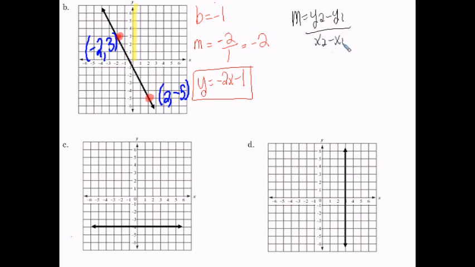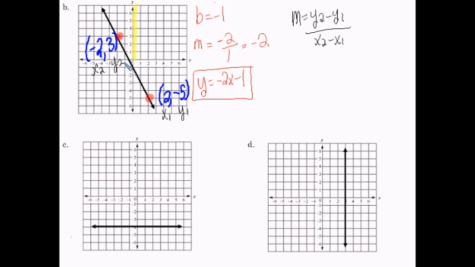I decide one of these points is 1s and one of them is 2s, and it doesn't matter which is which. Which one do you guys want to be the 1s? The -2 or the +2? +2. Okay, so this will be x1, y1, and that'll make this x2, y2.